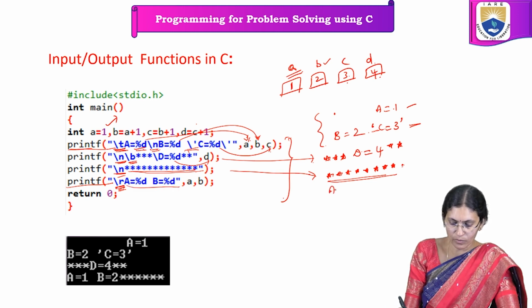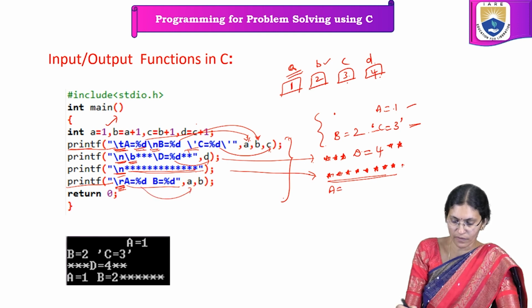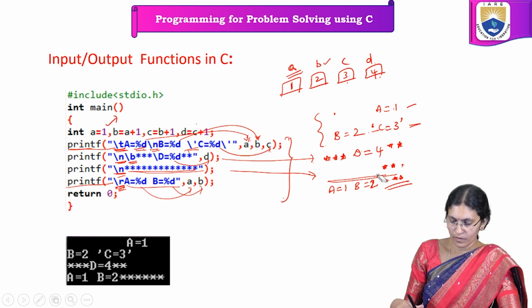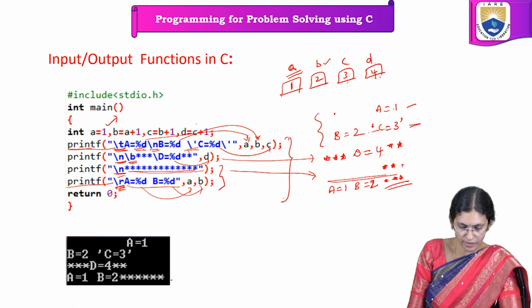Now A is equal to %d, that means the corresponding value is 1. There is some space, B is equal to %d. So the %d corresponding value is B, so B is equal to 2 now. After that, however many asterisk symbols are there, those will be printed. So the output of these two lines, you can easily see here. This is the output of these two lines.